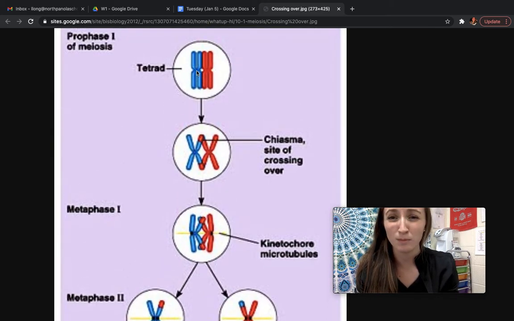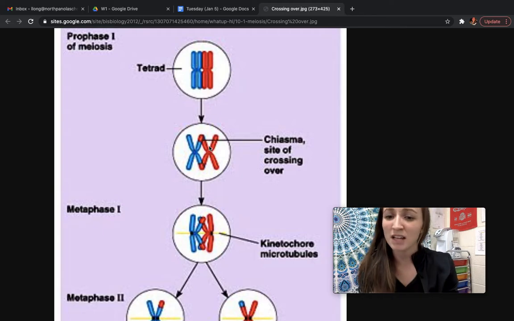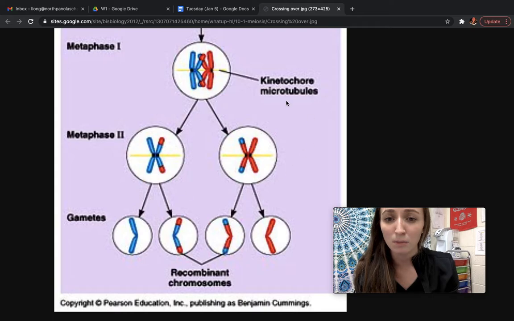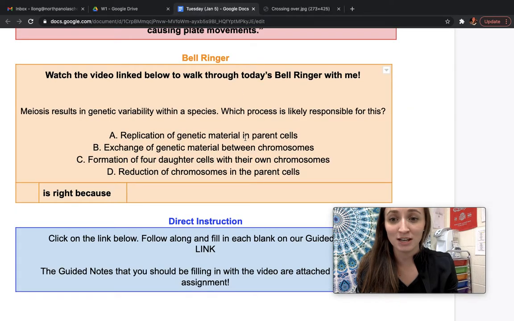See how here this one is solid blue and this one is solid red? They lay on top of each other and they just do a little bit of trading. They trade out some of their genes until, bam, they are not completely solid blue or solid red. They have different types of genes now within that chromosome. So then when they separate again into the four daughter cells, again, they're not all identical. So what is going to actually cause that genetic variability is that B, that exchange or the trading of genetic material or the genes between the chromosomes.